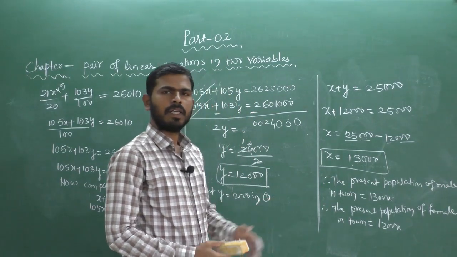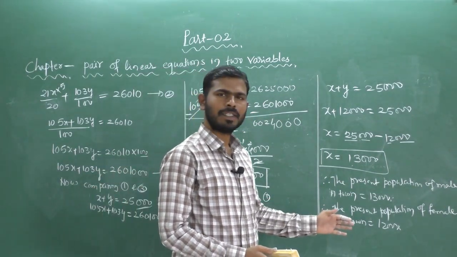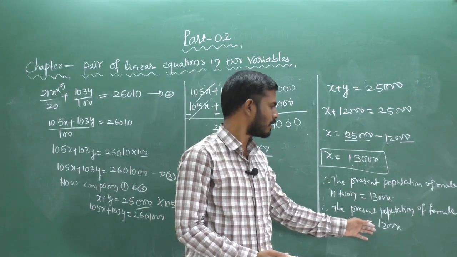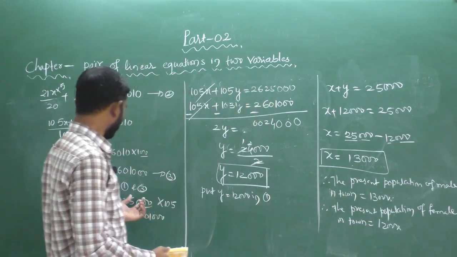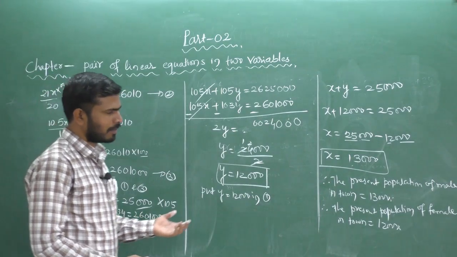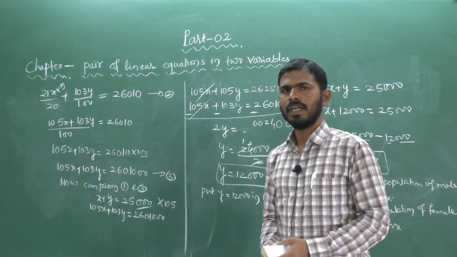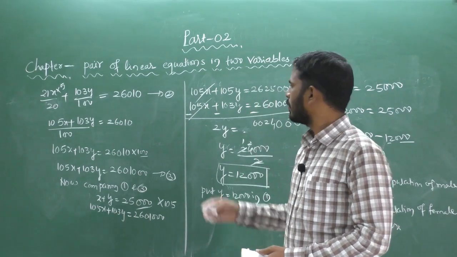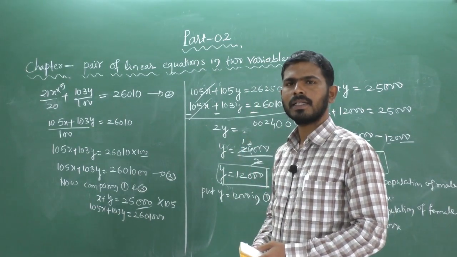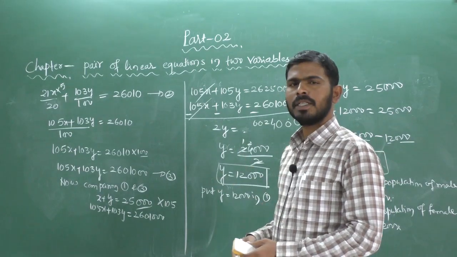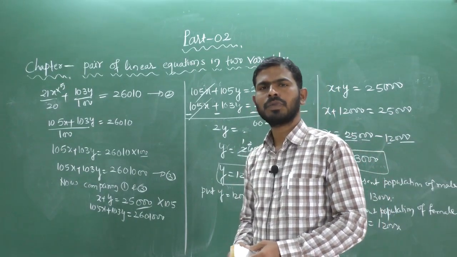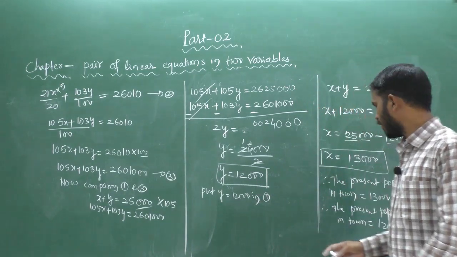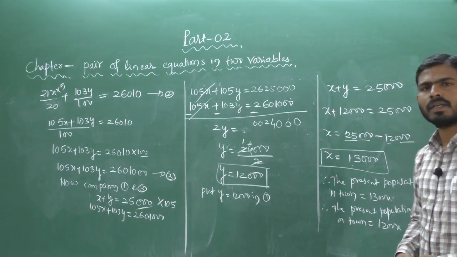Suppose you have to verify your answer, it is very easy to conclude whether your answer is right or wrong. So this is 13,000 and this is 12,000. Add them and we will get 25,000 only. So this is the way we have to find it out. First you have to convert the given word problem into a pair of linear equations in two variables. Next you have to use the elimination method, cross multiplication method or substitution method, and find the x and y values. And lastly you have to write the sentence of what they gave or what they asked.